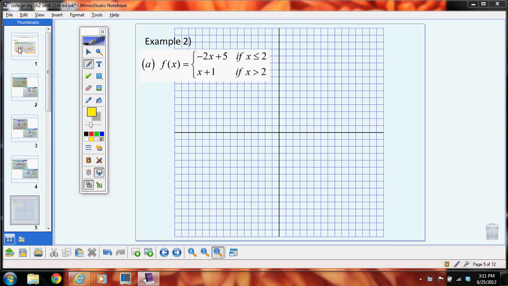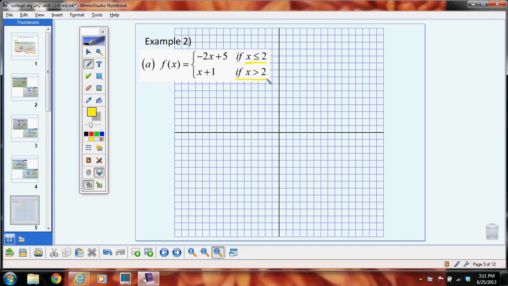Okay, let's look at example 2. This one is called a piecewise graph. In other words, we're going to have two separate pieces to our graph. For the domain x is less than or equal to 2, we will use y equals negative 2x plus 5. But when x is greater than 2, we will use y equals x plus 1.